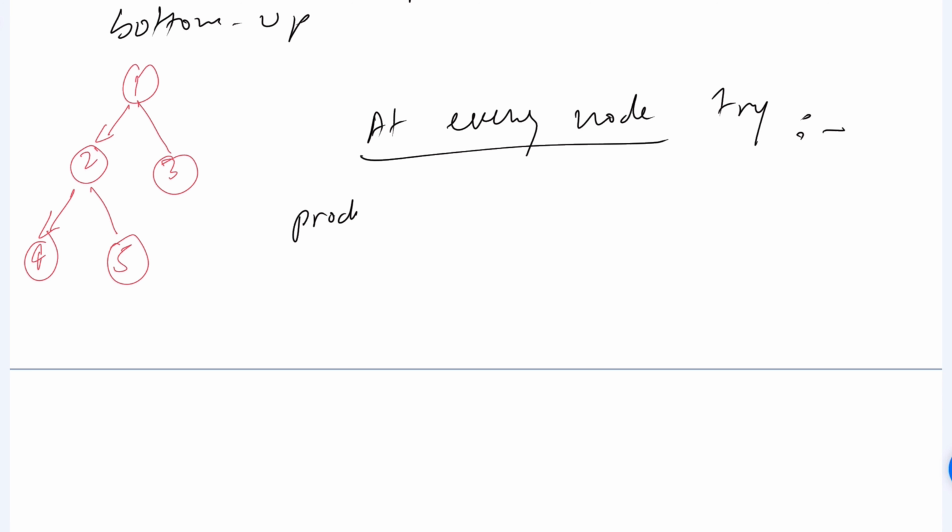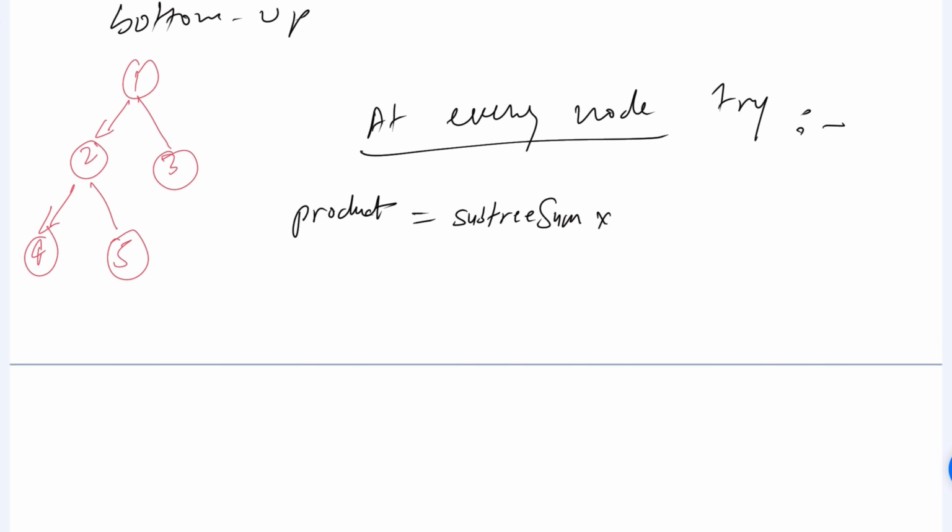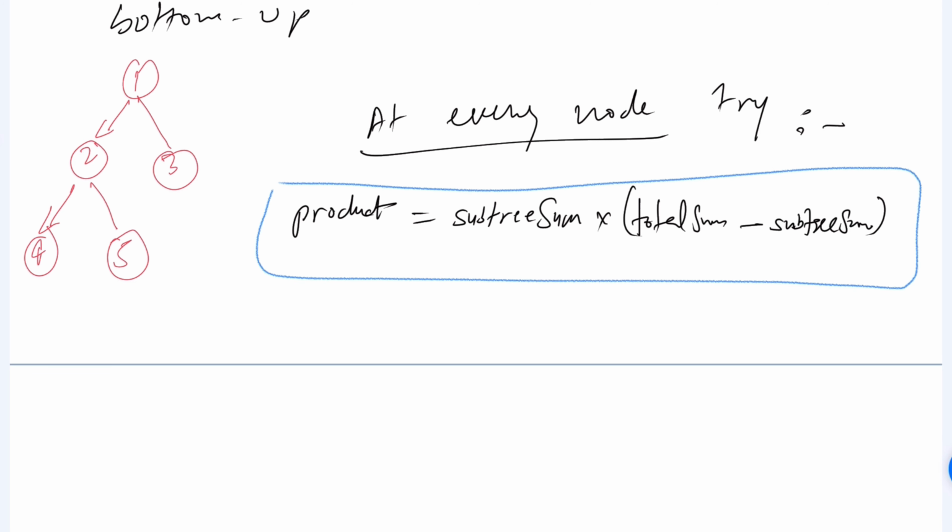Let's call this a product. Product is equal to the subtree sum, into the total sum minus the subtree sum. I hope it is an easy way to think and understand, and we have seen the example also. It is not difficult, right?